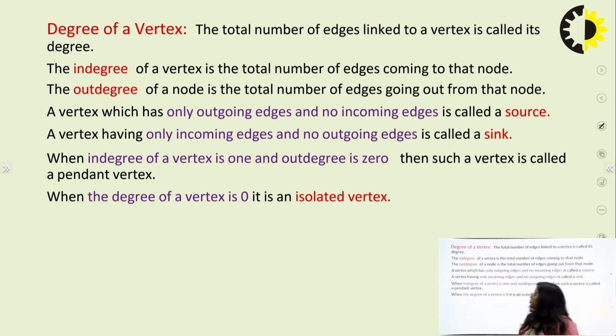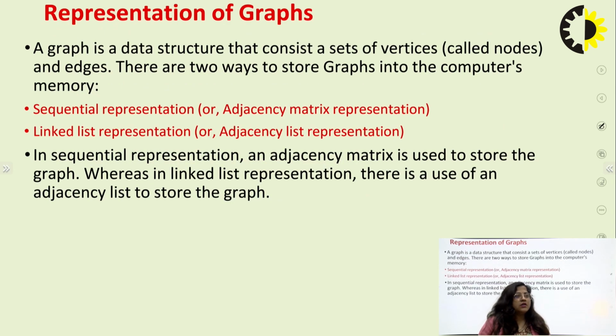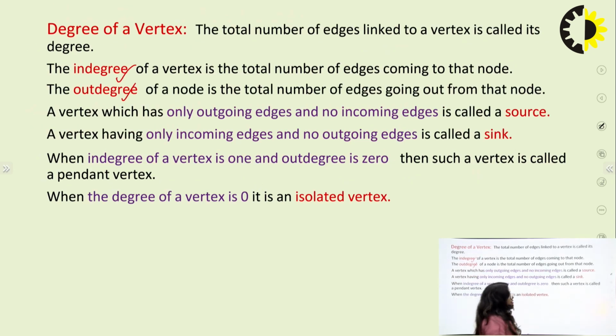Now we come to the next topic, degree of a vertex. What is the degree of a vertex? The total number of edges linked to a vertex is called its degree. It means the number of edges connected with a vertex is called a degree. But degree is also classified into two types: in-degree and out-degree. So what is in-degree and what is out-degree? Let's take a directed graph here.